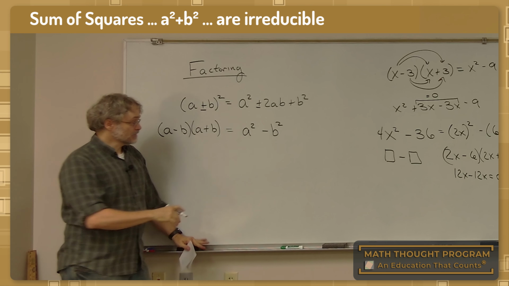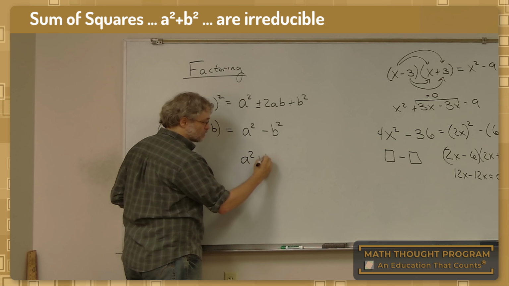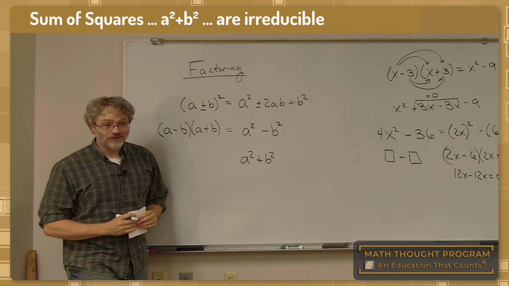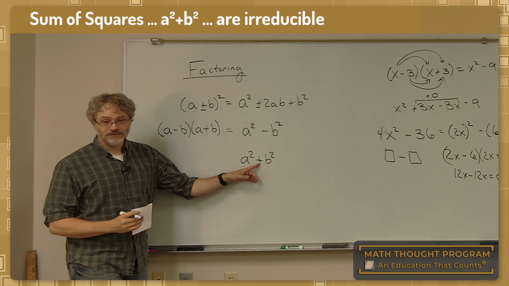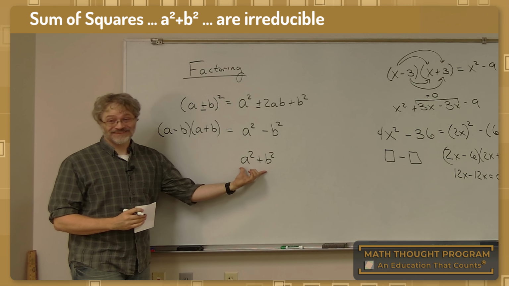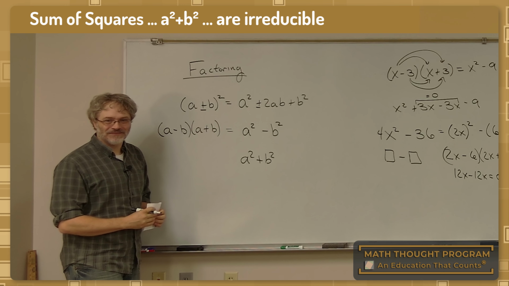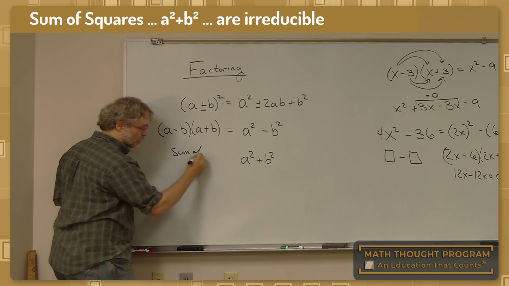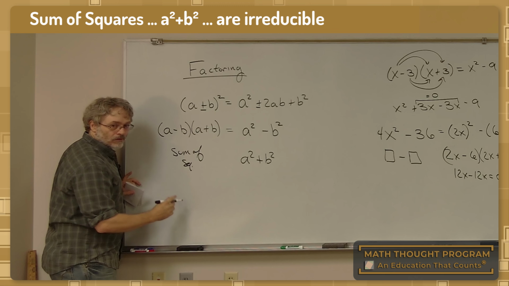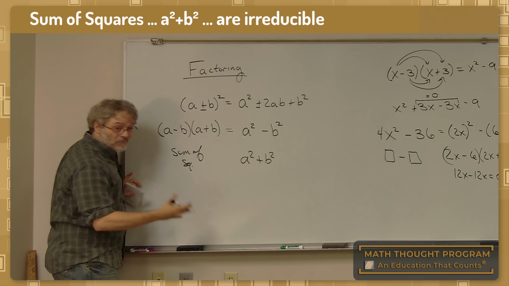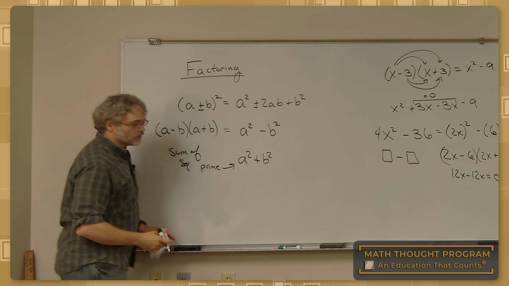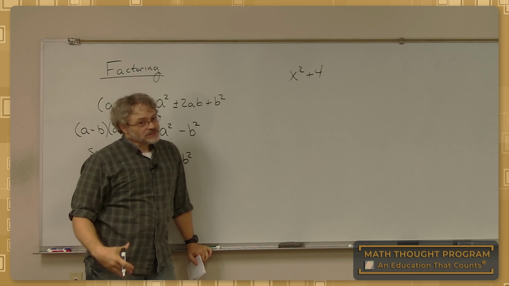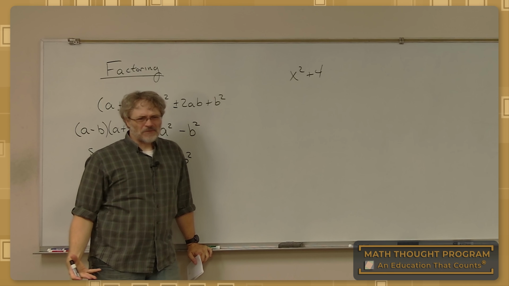Now, the contrast is if I have a squared plus b squared, this is called, you'll never guess what it's called, maybe a sum of squares? It's very descriptive, isn't it, math? But anyways, when I look at a sum of squares, they're prime. I'm not going to be able to factor these. So let me throw one up here. Now at first I might think, what do you mean it's prime? Of course I can factor it.